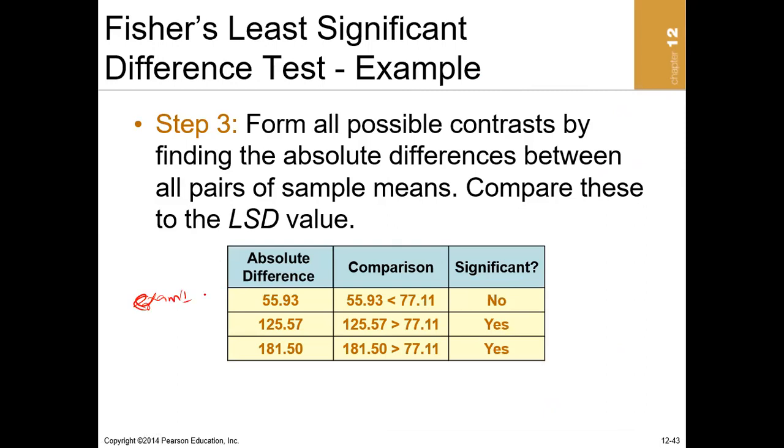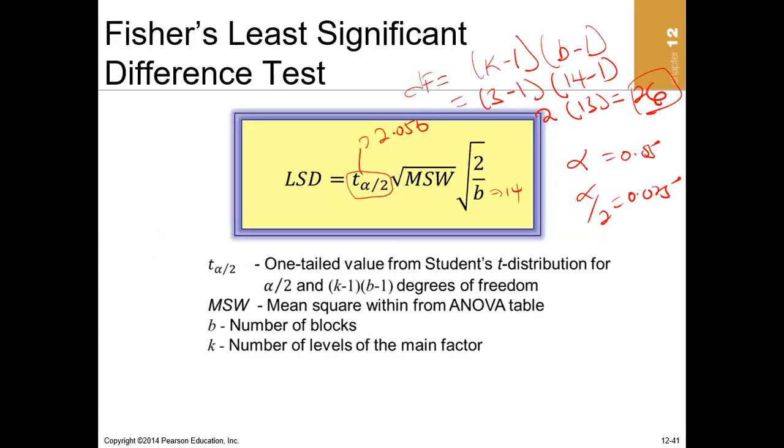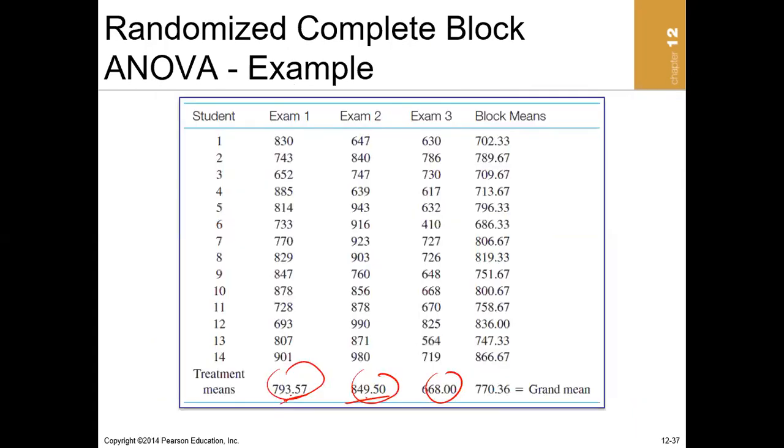So this is exam 1 versus 2. The next one will be exam 1 versus 3. Then the third one will be exam 2 versus 3. So we are finding the absolute mean difference, the absolute of the difference between the averages.